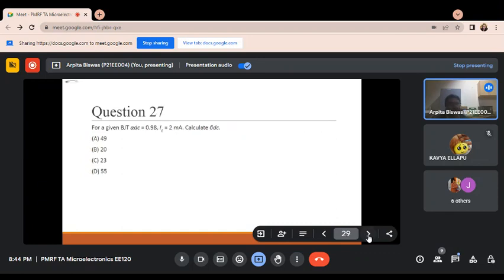So this was question number 26. If any of you are facing any issue, then you can ask. If not here, you can personally mail me. Now question number 27: for a given BJT, alpha DC, here it is the value of alpha, so alpha equal to 0.98, and the emitter current is 2 milliampere. So calculate the beta. Here alpha is given, emitter current is given, you have to calculate the beta. If you know the formula, then you can easily get the answer.